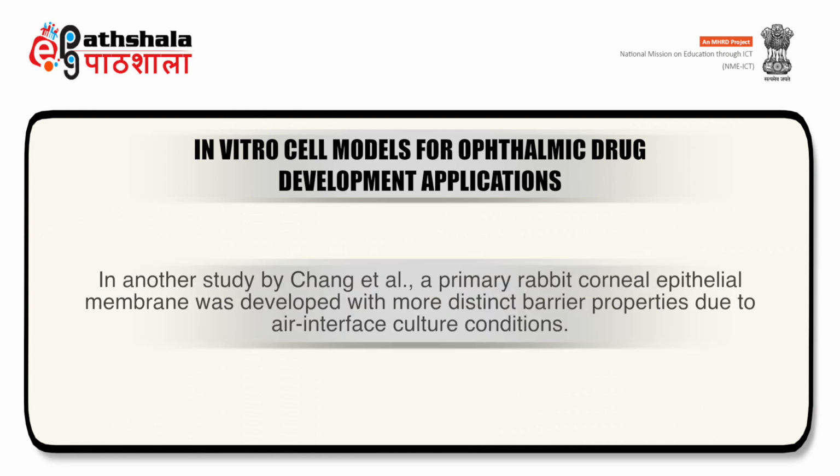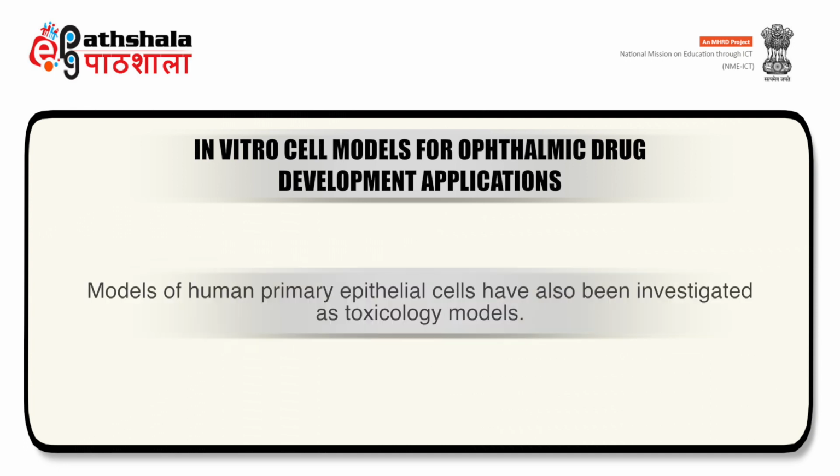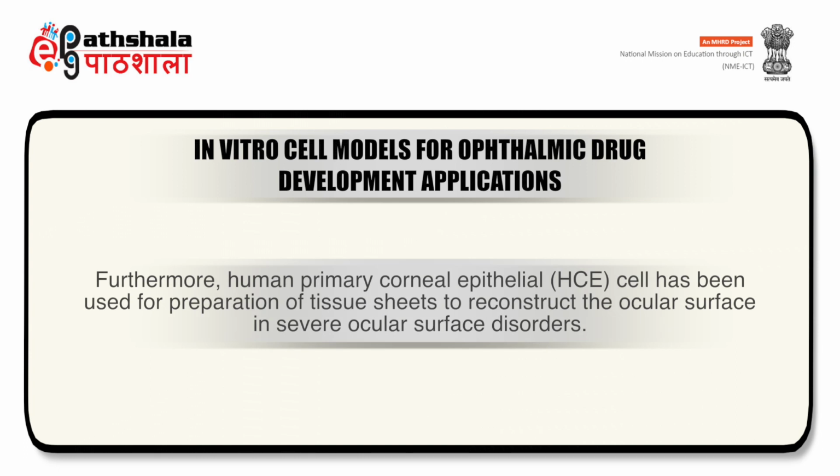In another study by Chang et al., a primary rabbit corneal epithelial membrane was developed with more distinct barrier property due to air interface culture condition. Models of human primary epithelial cells have also been investigated as toxicology models. Furthermore, human primary corneal epithelial, that is HCE, cells have been used in preparation of tissue sheets to reconstruct the ocular system in severe ocular surface disorder.